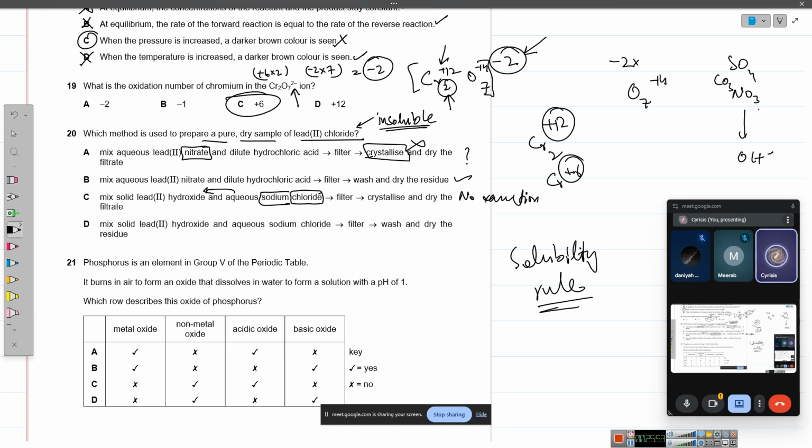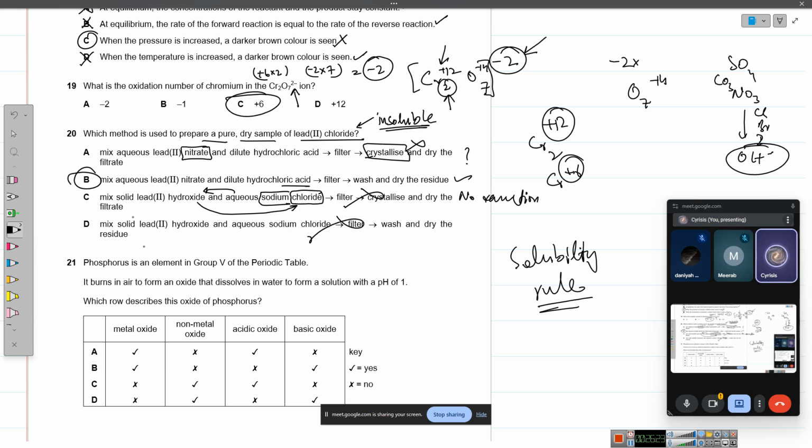Then comes the halide, right? Cl, Br, and I, if you remember, and then comes this OH. So why would the OH replace chlorine over here to react with sodium? Sodium is reactive and chlorine is more reactive. I've stated several times, the reactive ones stay together and the less reactive ones stay together, right? So why would the reactive ones break off and react with this? So there's no reaction, not our option, right? Mix solid lead hydroxide and aqueous sodium chloride, filter, again not a reaction, not possible.